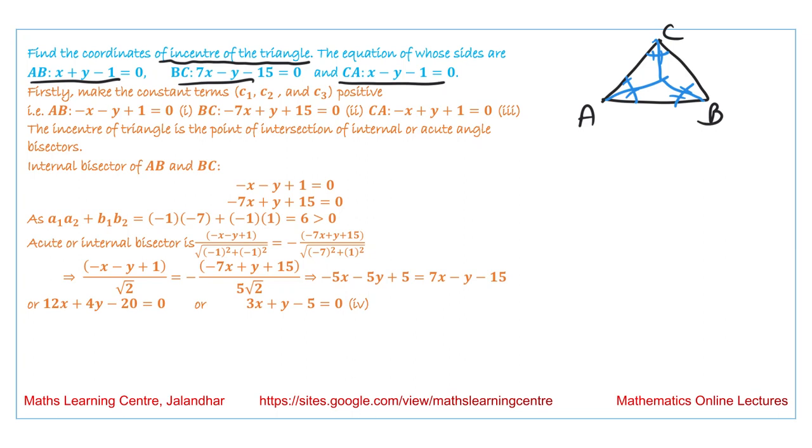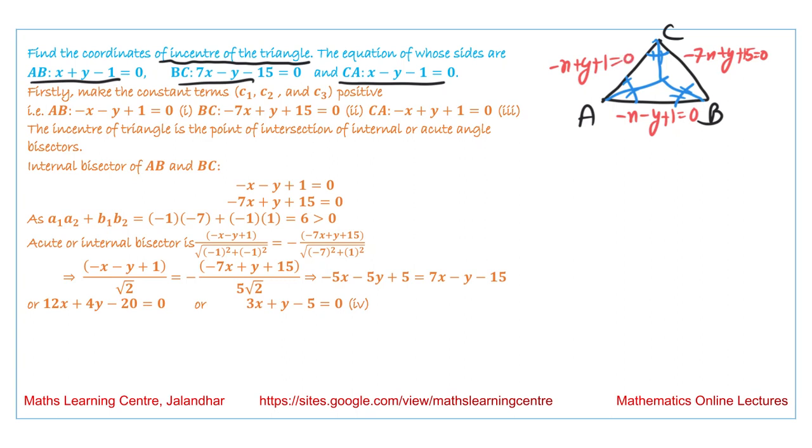Corresponding to the side AB, the equation we have is minus x minus y plus 1 is equal to 0. Corresponding to the side BC, the equation is minus 7x plus y plus 15 is equal to 0. And the third side has the equation minus x plus y plus 1 is equal to 0.